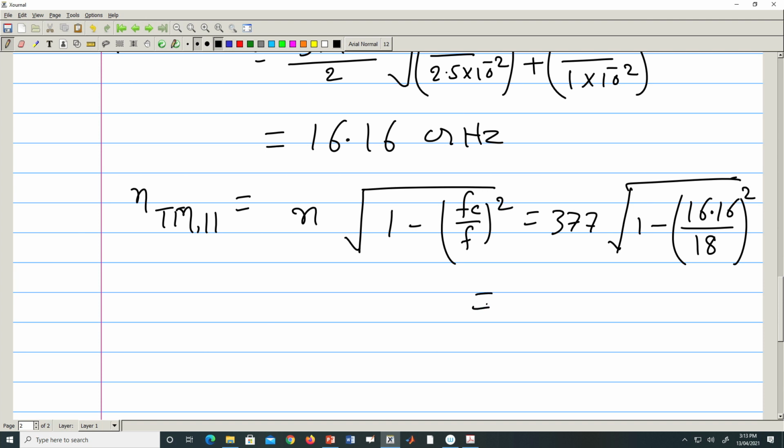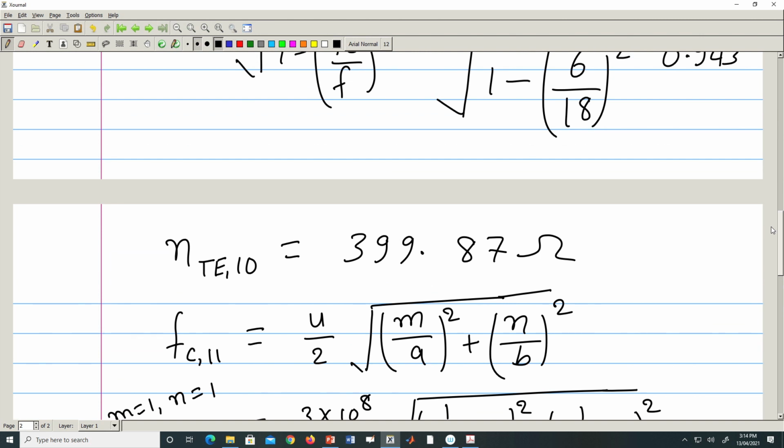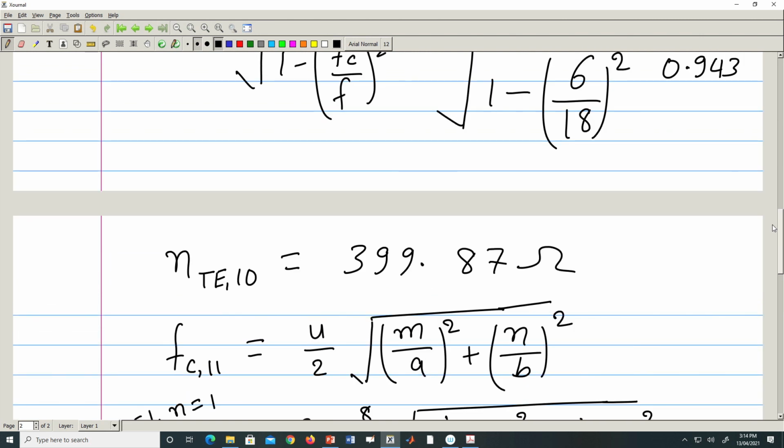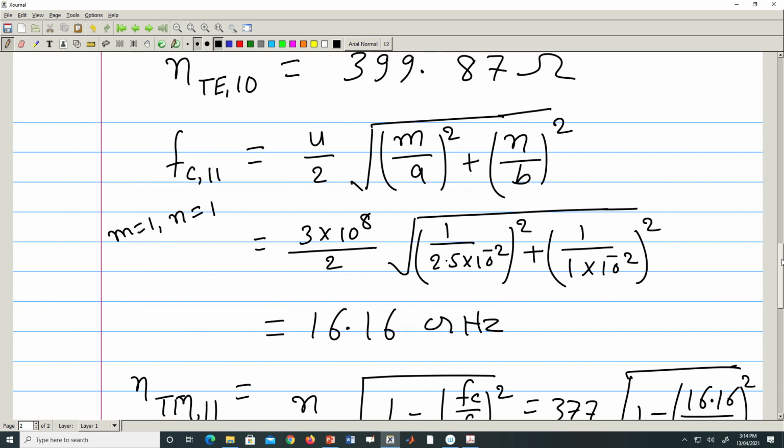So, we can see that the wave impedance for the TE10 mode is more, and that is also greater than 377, the wave impedance of free space, but for the TM mode it is less than the free space wave impedance. So, this is the solution for the second part. Now, we can go to the next question.